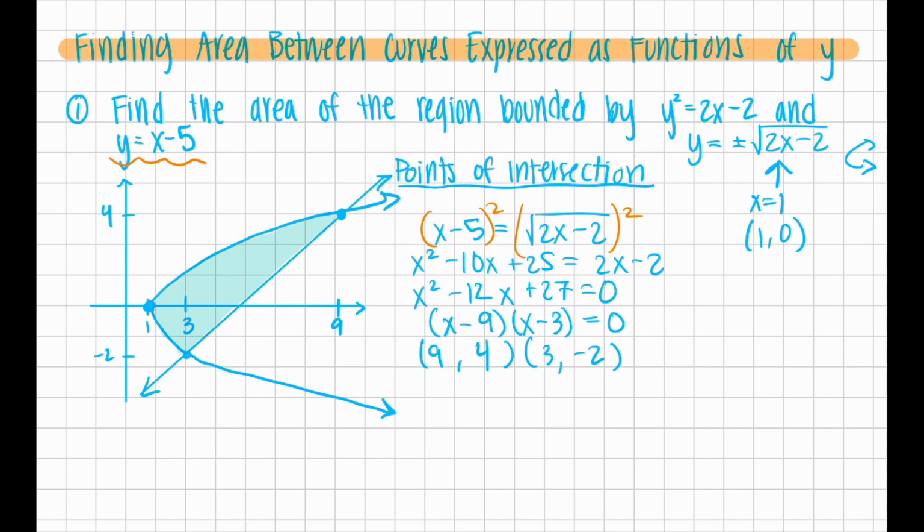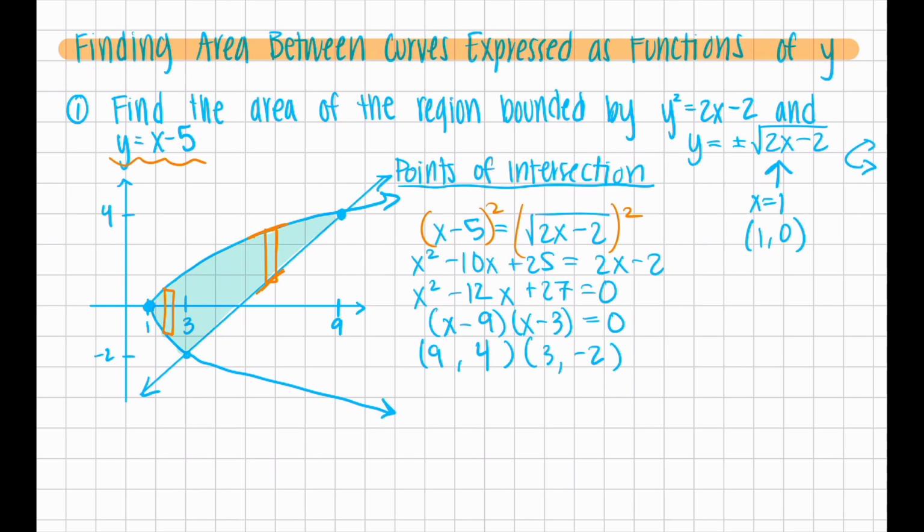Now that we have a picture of our region, let's come up with a game plan for how we're going to find this area. In the previous video, we did functions in terms of x, so we had vertical rectangles. But I want you to notice if I draw a vertical rectangle, at this part where my rectangle is, my top function is my rad 2x minus 2. My bottom function is the x minus 5. But if I draw a rectangle right here, my top function is the rad 2x minus 2. The bottom function is the negative rad 2x minus 2.